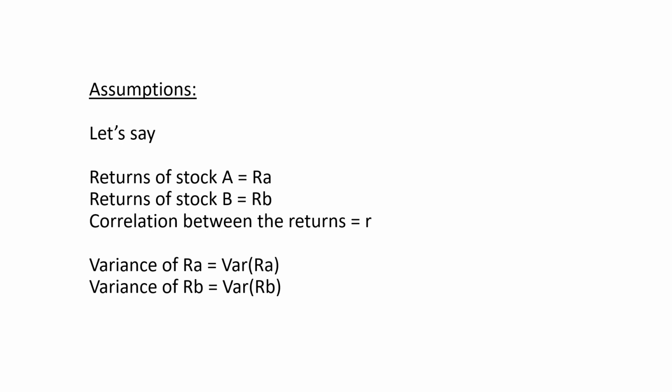Let's assume that the returns of stock A are given by RA, the returns of stock B are given by RB, and their correlation is R. The variance of RA is given by var RA and the variance of RB is given by var RB.